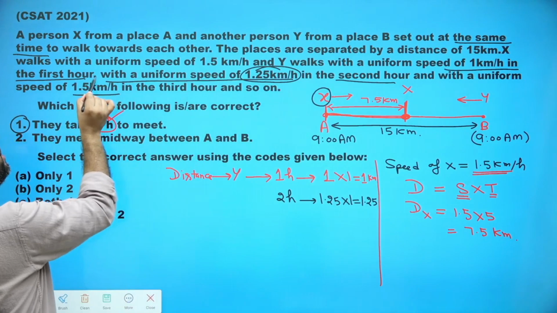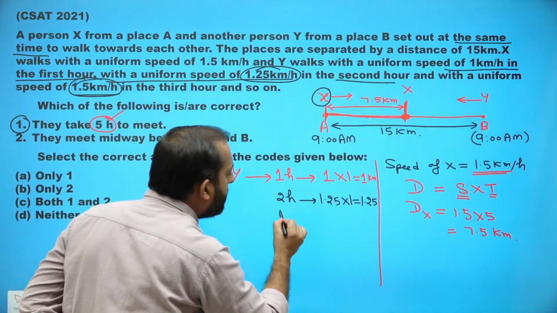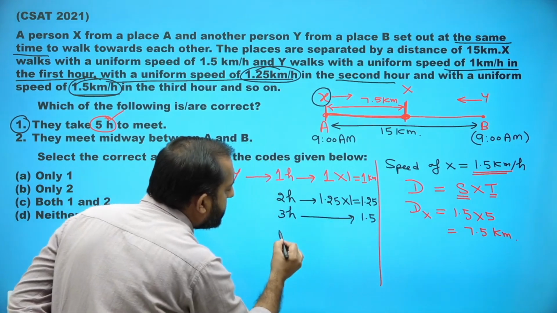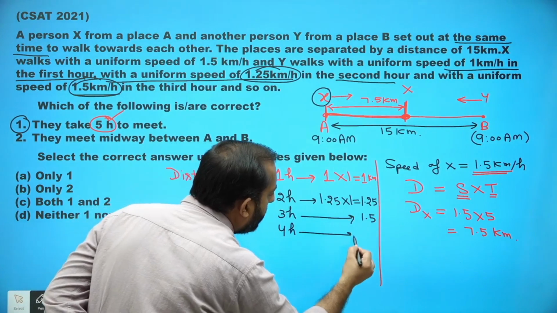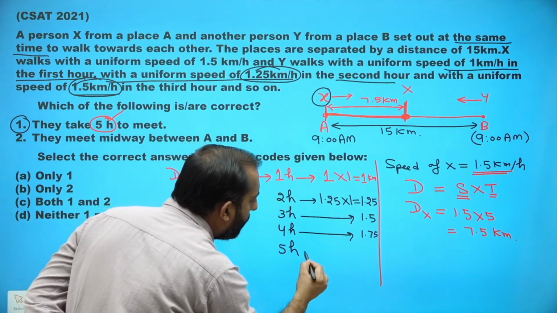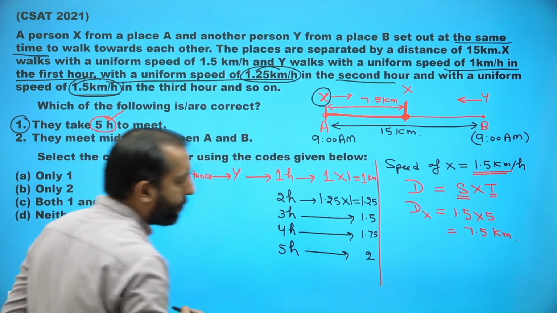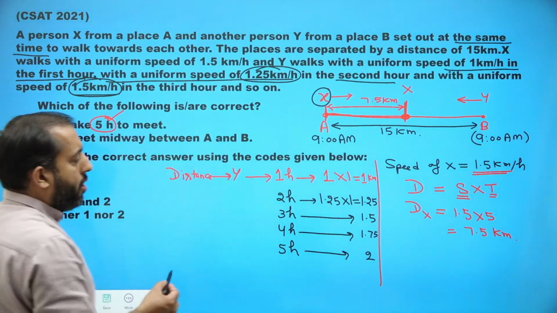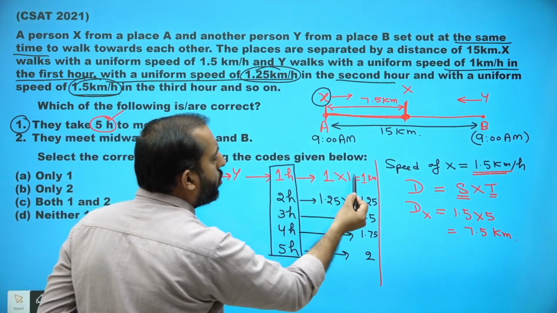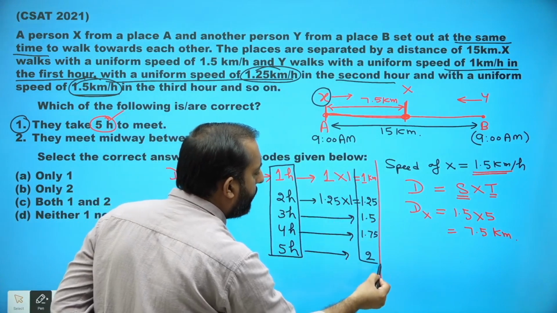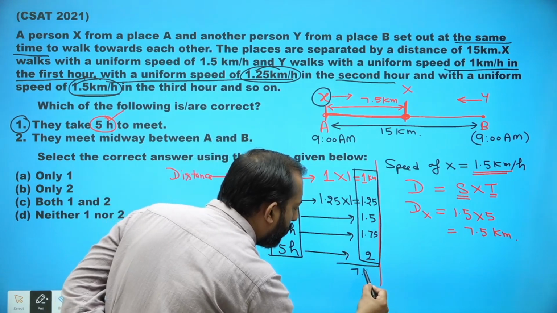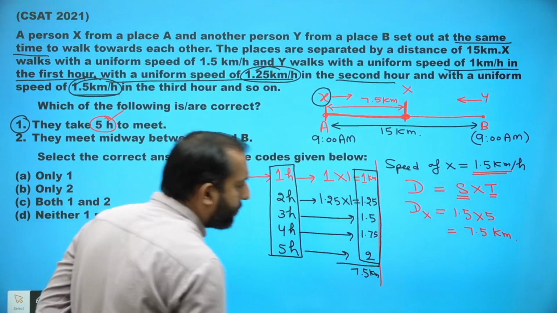Similarly, in every hour, he is increasing his speed. So distance traveled by Y in the third hour will become 1.5. Distance traveled by Y in the fourth hour will become 1.75. And distance traveled by Y in the fifth hour should be 2. Now, in 5 hours, total distance traveled by Y, if we add them, comes out to be 7.5 kilometer.